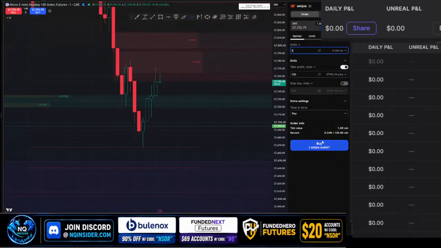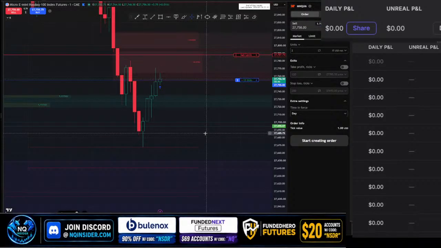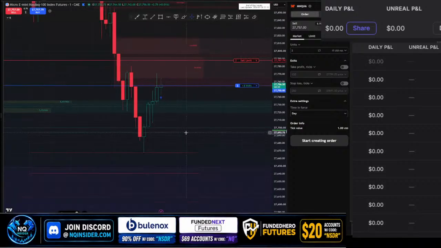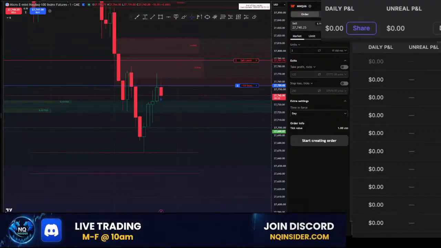I'm going to take a long on 2 micros and I'm going to try and get 120 ticks to the upside. I'm only going 2 because if they go lower off of this, I'm going to add more into this position to try and target that 14. I don't even want to go 3 right now.